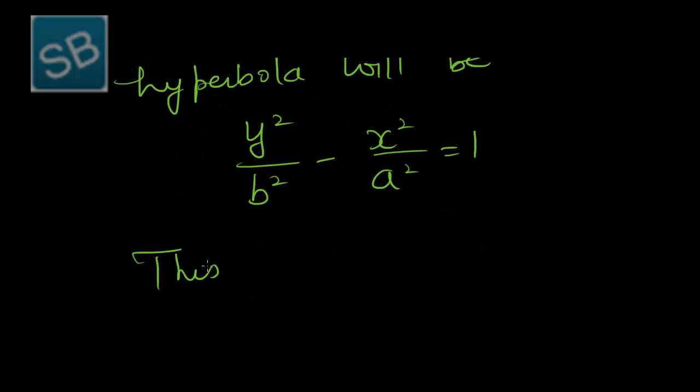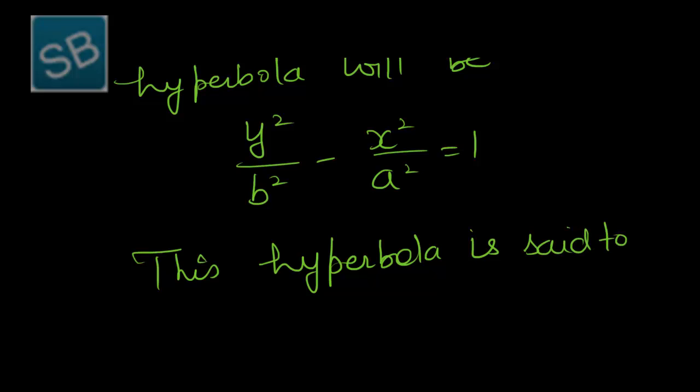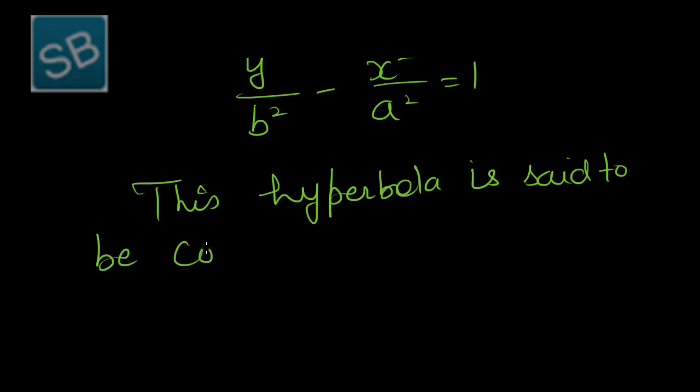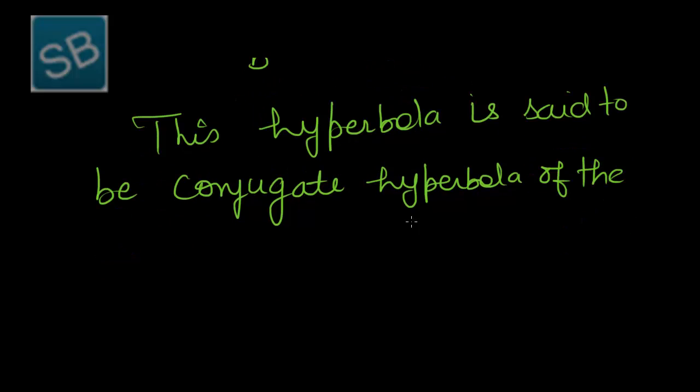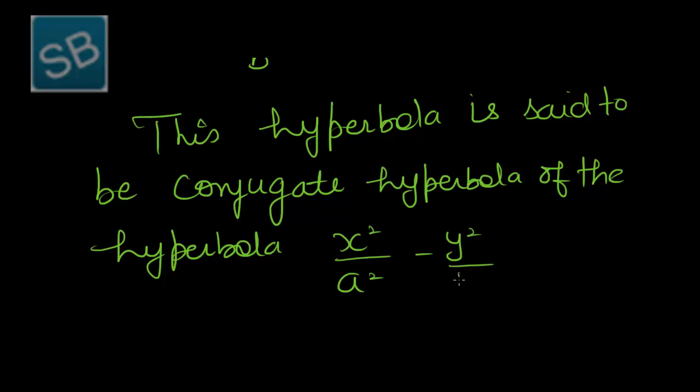And this hyperbola is said to be the conjugate hyperbola of the hyperbola x square over a square minus y square over b square equals 1. So this was all about the conclusions of the equation of the hyperbola.